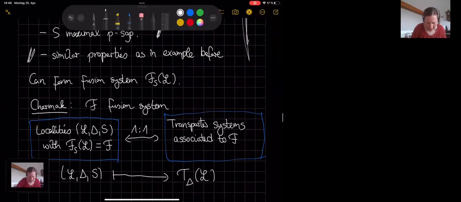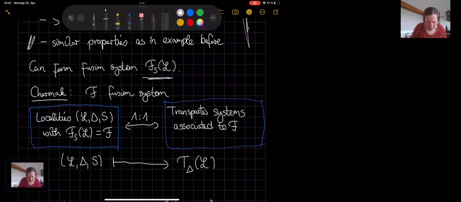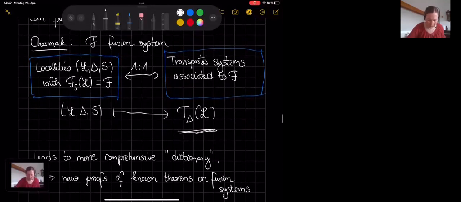And then there's a natural definition of a fusion system F_S of L. And as Chermak proved, these localities correspond to transporter systems. More precisely, if F is a fusion system, then the localities of the fusion system F correspond to transporter systems associated to F. One can form for such a locality, similarly as for groups, such a category T delta of L, and that's the transporter system. Going the other way around is slightly more tricky. One basically looks at the isomorphisms in this transporter system, and then one has to identify some of them to construct a partial group.